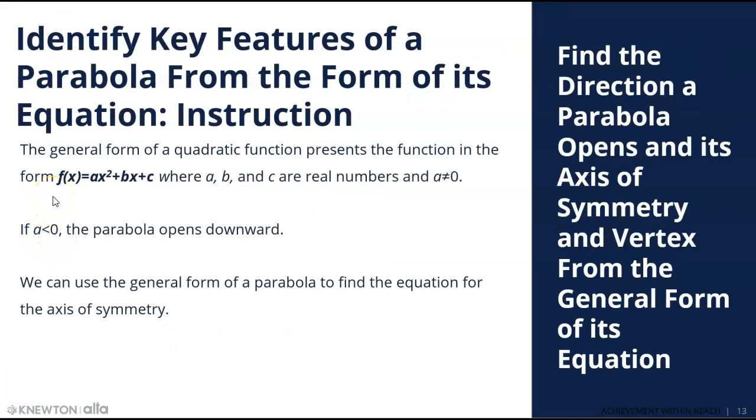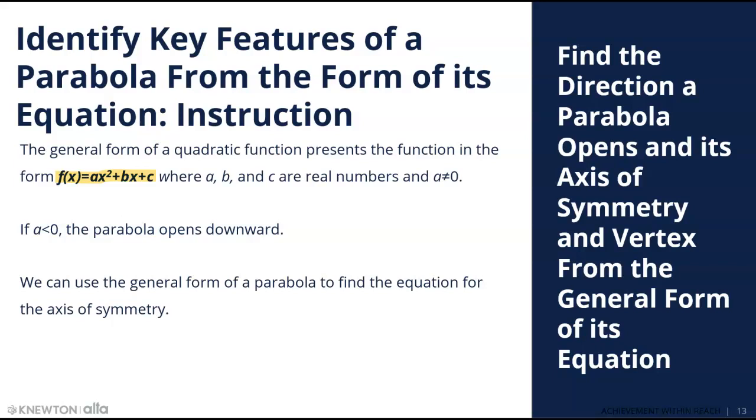Now the general form of a quadratic function is given by this expression here, f of x equals ax squared plus bx plus c, where a, b, and c are real numbers, and a, the coefficient of x squared, must not be equal to 0.